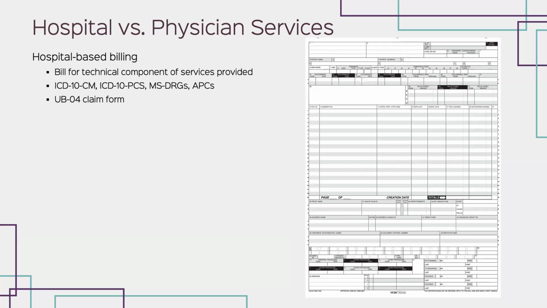Now, your codes for your hospital services will report the technical component of the services that are provided in the hospital facility or in a building that is owned by the hospital. So these services are to cover the costs of the hospital itself and the overhead of the equipment, the technicians, the nurses, the janitors, and any other supplies that are provided by the hospital. Your hospital services are reported using ICD-10-CM and ICD-10-PCS codes, and they're grouped into payment classification systems such as your MS-DRGs and your APCs. Now, your hospitals will typically bill on a UB-04 claim form.